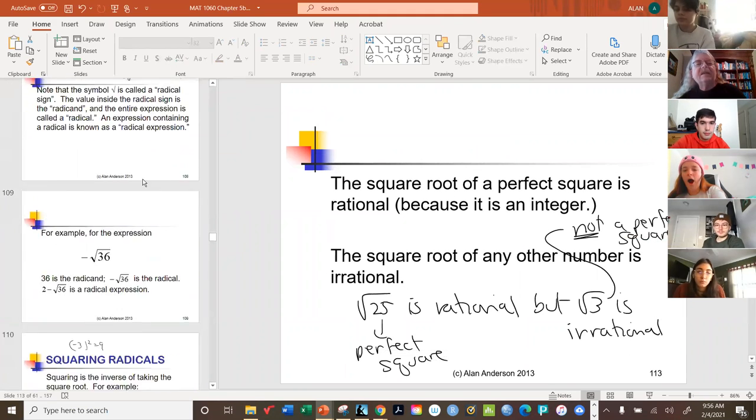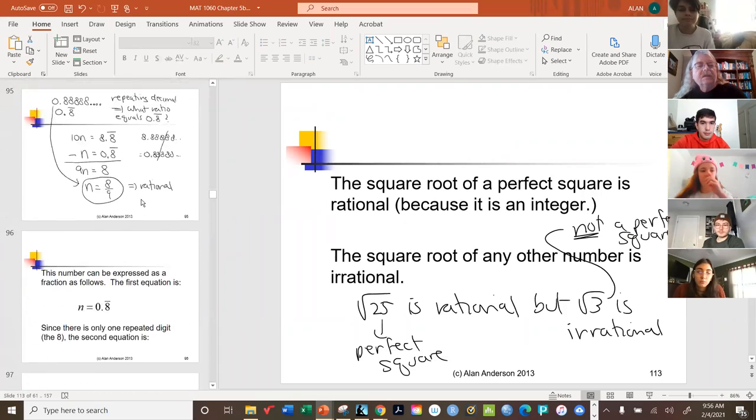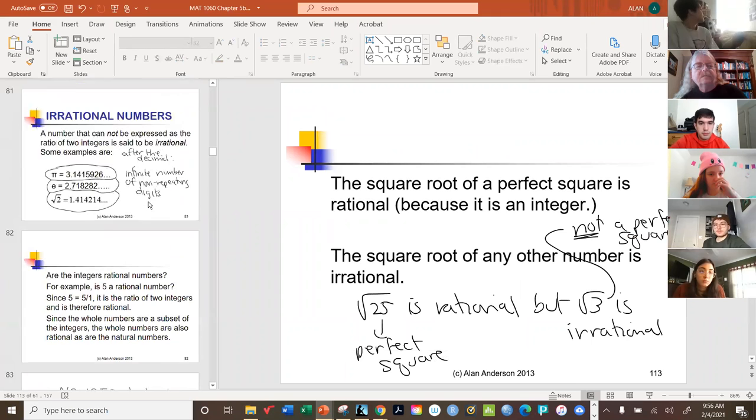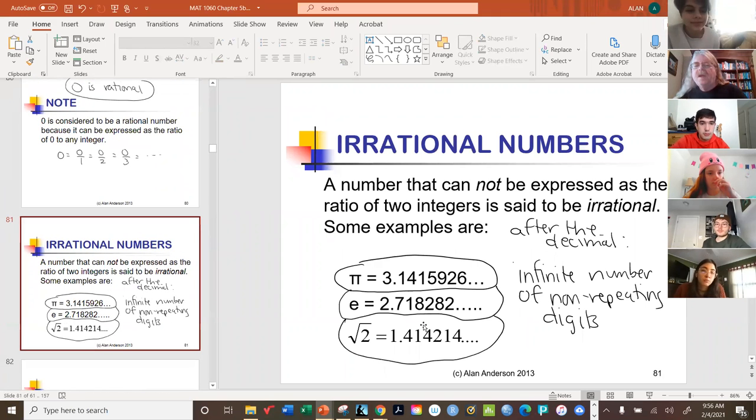Remember way, way, way back in the beginning of this discussion, where was that? Oh yeah, there we go. The square root of 2 is irrational. 2 is not a perfect square, and you can see why, because the number of digits is infinite and they're not repeating. And that's going to be true for the square root of 3 and 5 and 7 and, you know, all of the numbers except the perfect squares.